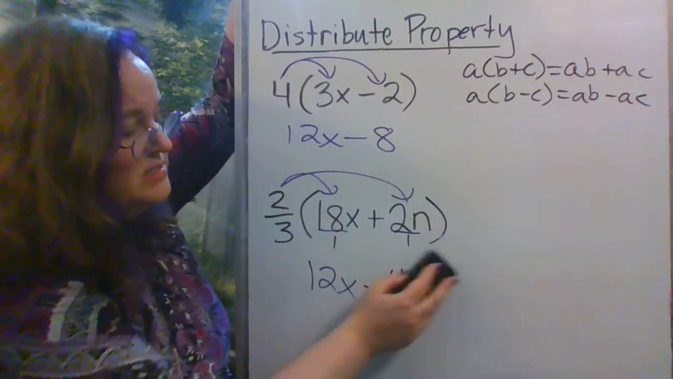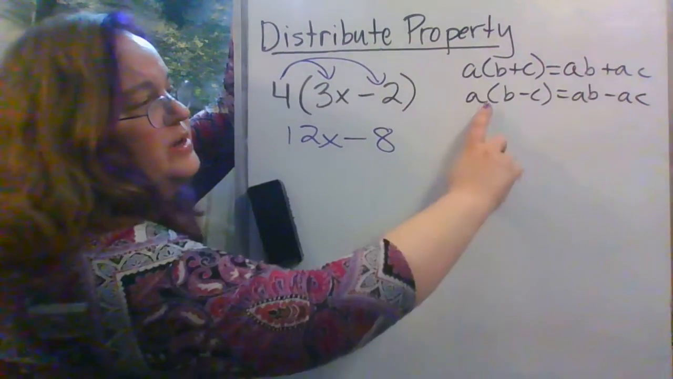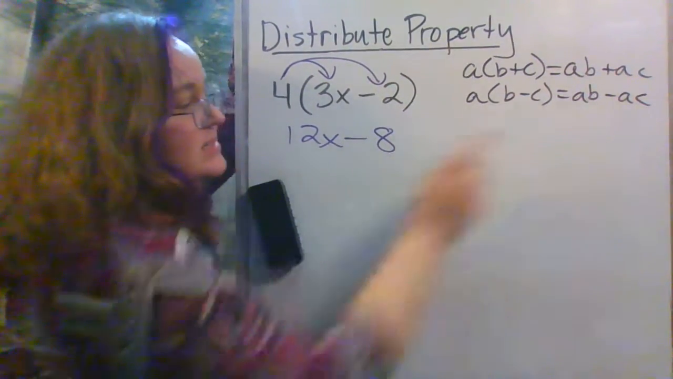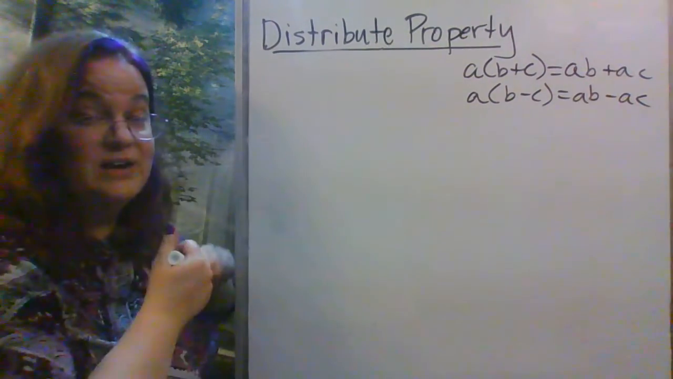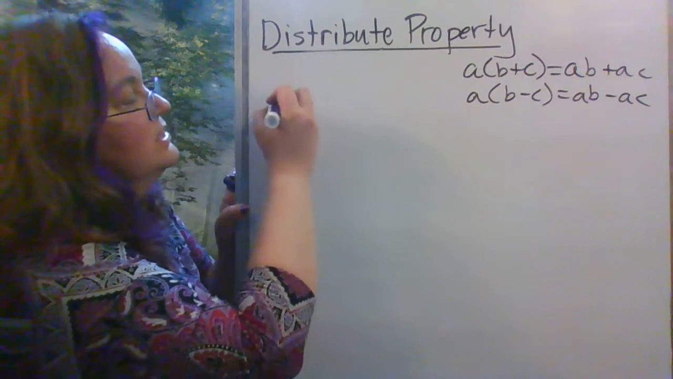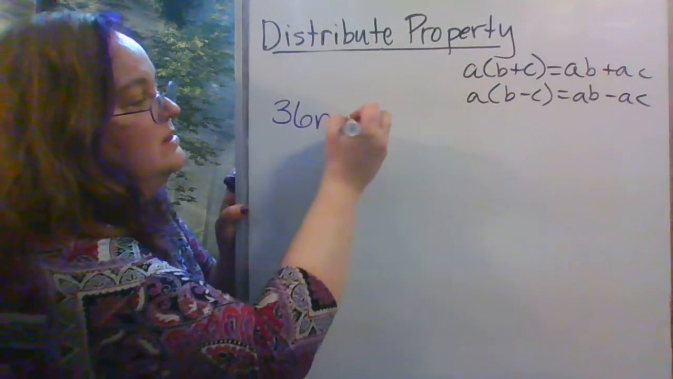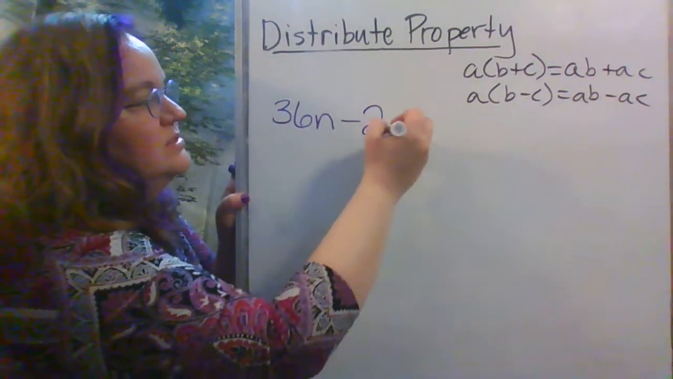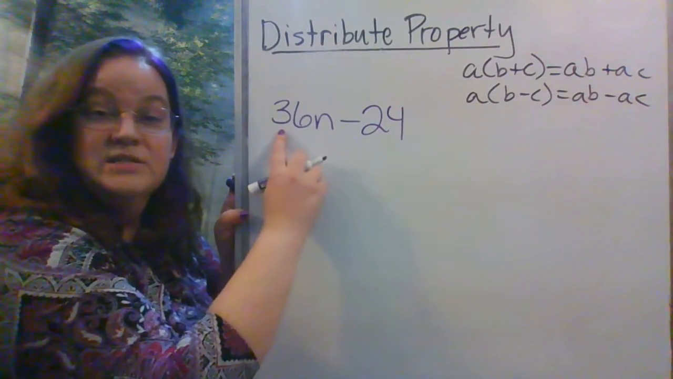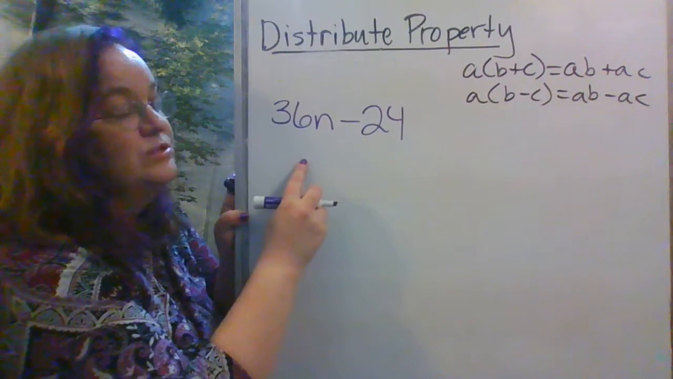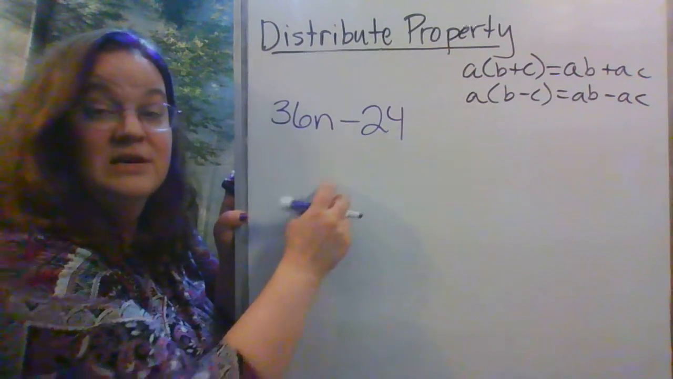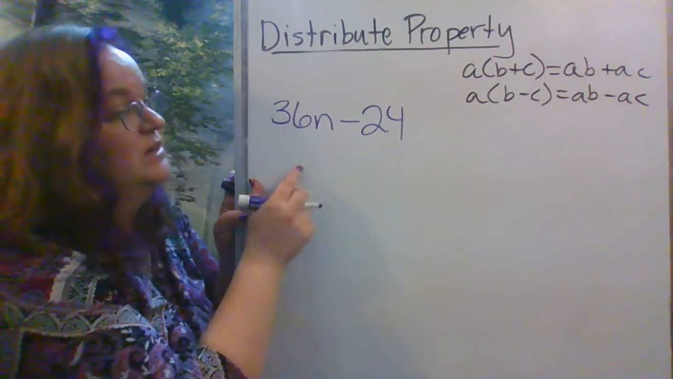Okay, so let's look at going the other way. We just went from this kind of style to this kind of style. So let's look at when we go the other direction, we call it factoring. Okay, and factoring is looking for a common value that goes into both numbers. So for instance, when I have 36n minus 24, if I want to use the distributive property to rewrite this, I'm going to factor out a common factor.